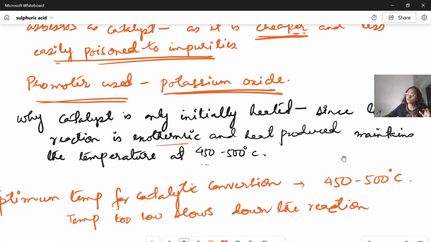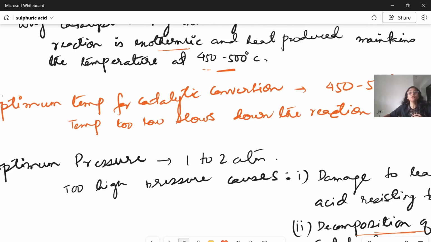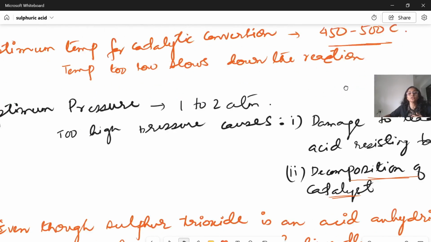Then this also I covered, why we need to heat the catalyst only initially and not later. Heating is required when sulfur dioxide to sulfur trioxide conversion takes place. The reason is that the reaction is exothermic, so the heat produced during the reaction maintains the temperature of 450 to 500 degrees centigrade. So we only need to heat it initially, and later on heating is not required. Optimum temperature is 450 to 500 degrees centigrade, and optimum pressure is 1 to 2 atmosphere.